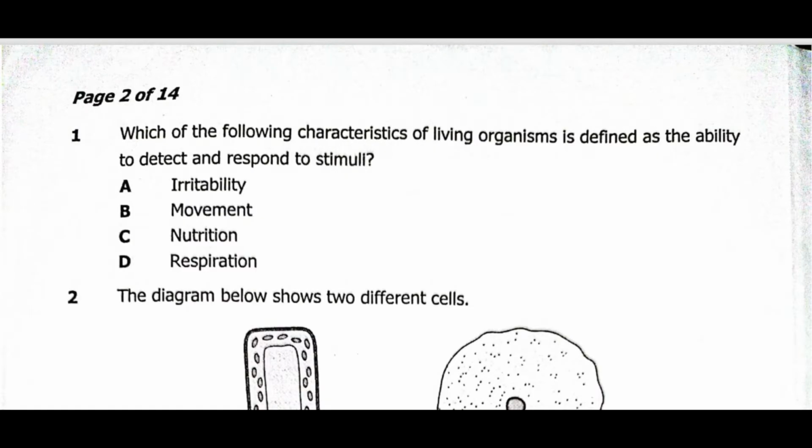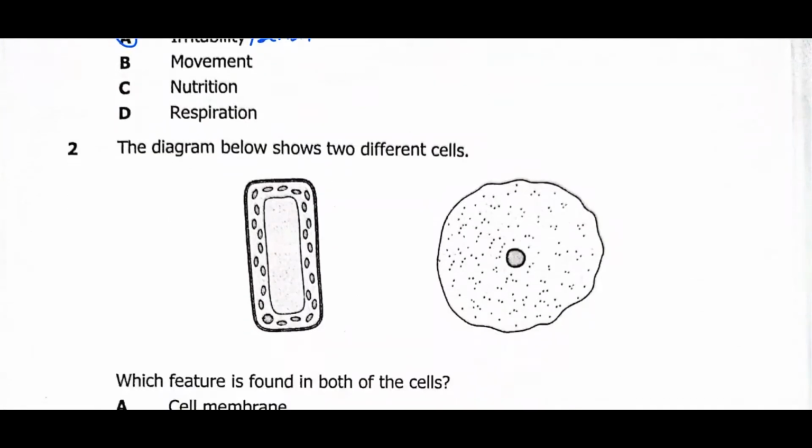Which of the following characteristics of living organisms is defined by the ability to detect and respond to stimulus? So the answer here is just A. Whenever we look at irritability, you may also find it as sensitivity. So this is the ability to detect and respond to stimuli. Because movement, we are looking at from one position to another. Nutrition is feeding, and respiration has to do with the production of energy from food.